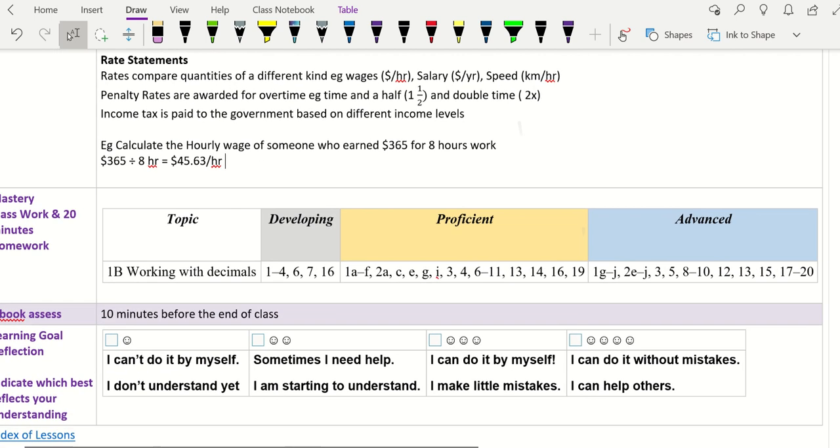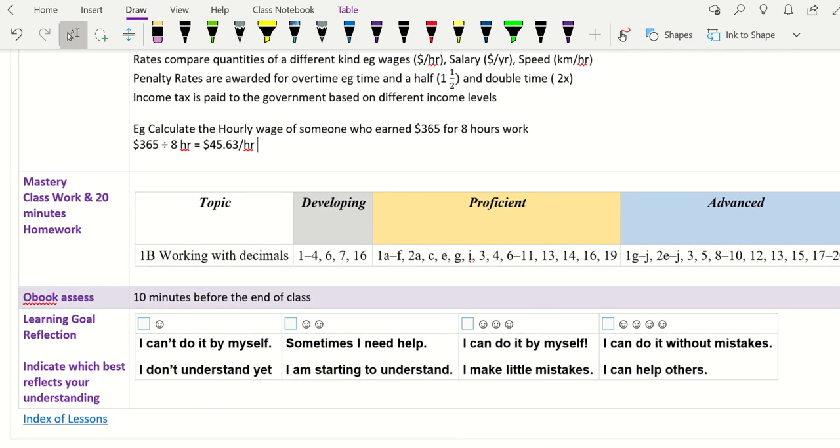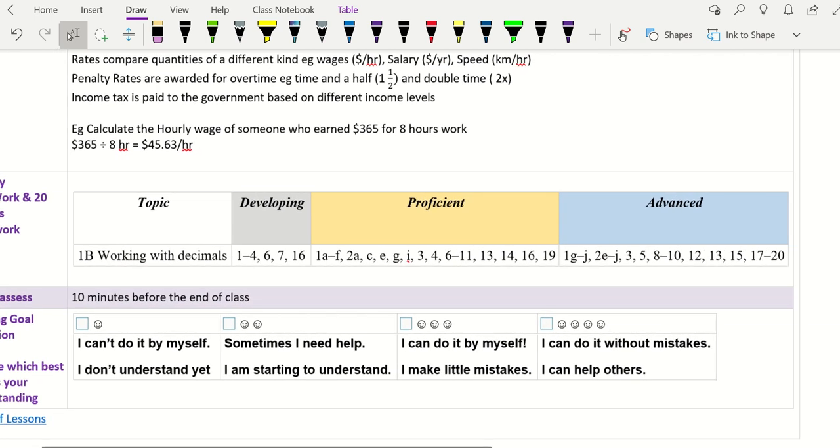When you've done that, please work on the mastery exercises and then rate your learning for today.